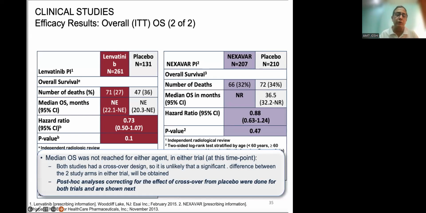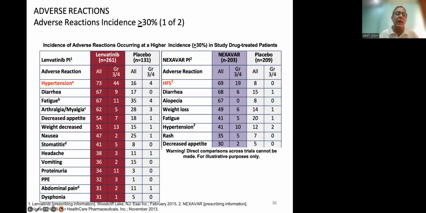If you have to conclude indirectly between these two, there is also the side effect profile. The side effect profile of lenvatinib versus sorafenib is more or less similar. The only thing which was more in lenvatinib is hypertension, which I told you was grade 3-4 in 44% of patients, and the hand-foot syndrome, which is more common in the sorafenib arm.